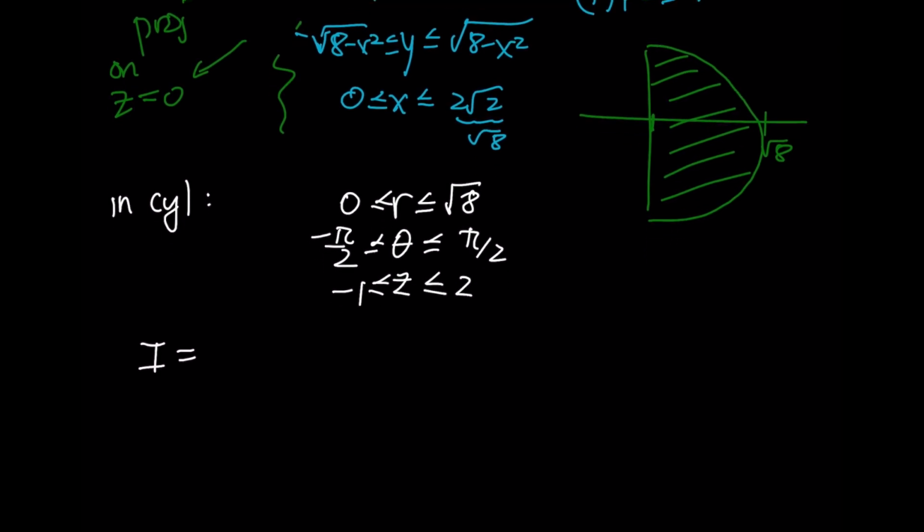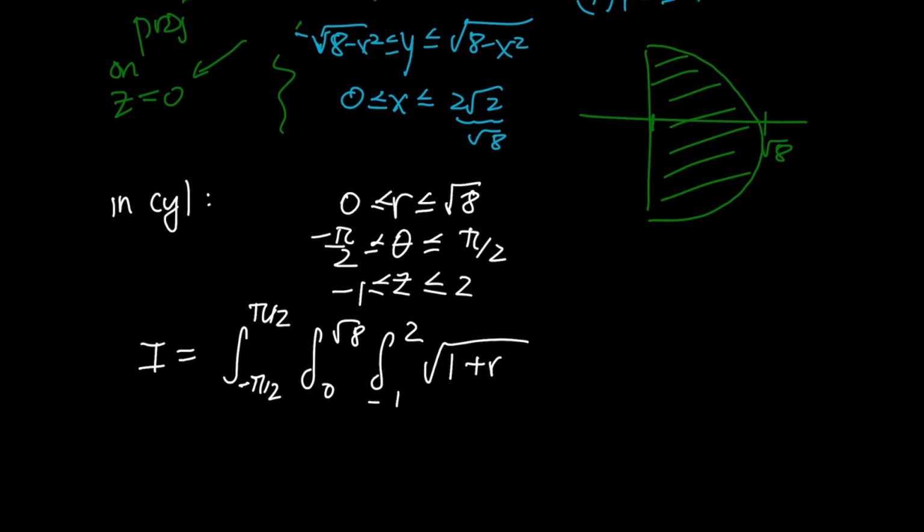So this integral now reads as follows. Negative pi over 2 to positive pi over 2 in the theta, 0 to root 8 in the radius, -1 to 2 in the z. We'll have the square root of 1 plus r squared. Remember that this factor of r needs to be present, dz, dr, d theta. By Fubini's theorem, it doesn't matter what order we put these integrations in. So as written, we'll be integrating in the z direction first.